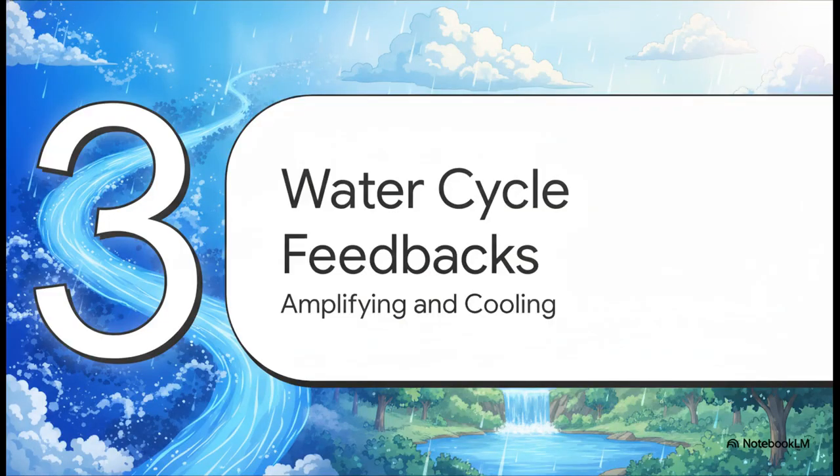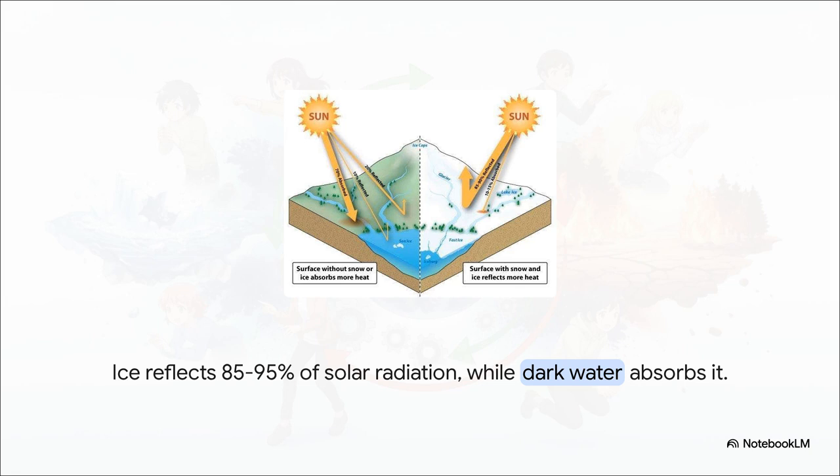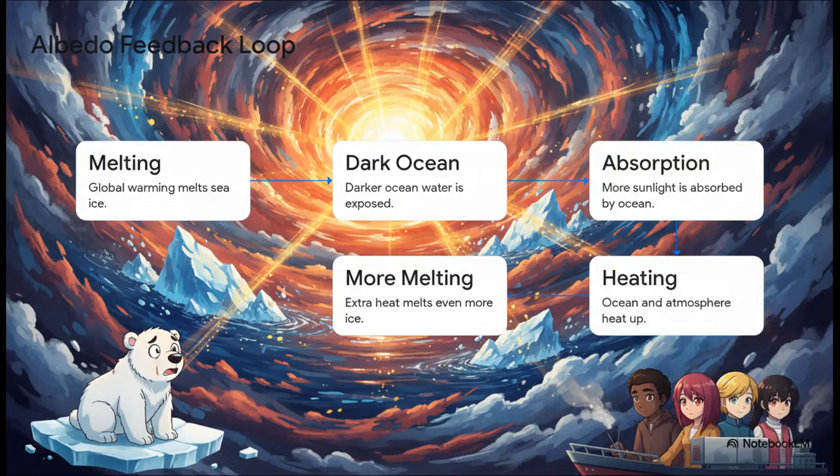Section 3, Water Cycle Feedback Loops. So the contrast here is pretty stark. Bright, white snow and ice represents the albedo effect. Albedo literally just means whiteness or reflectivity. Ice reflects about 85 to 95% of incoming solar radiation right back out into space. But on the other hand, you have the dark, deep blue ocean. Without that protective snow or ice, that dark surface absorbs a truly massive amount of the sun's heat. And because of that contrast, we get a frankly terrifying positive feedback loop.